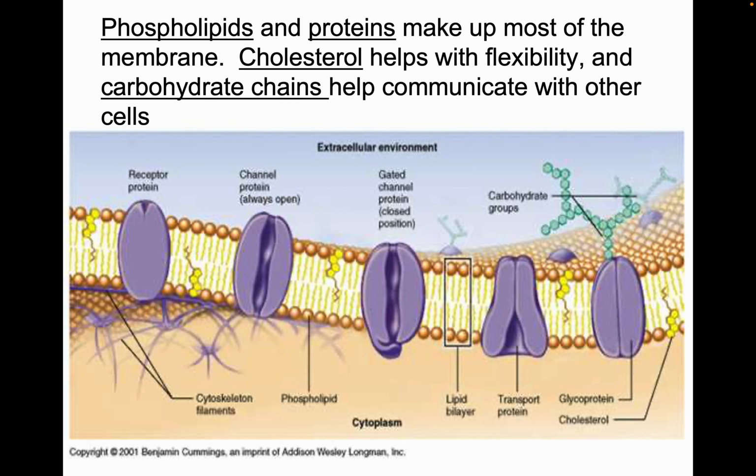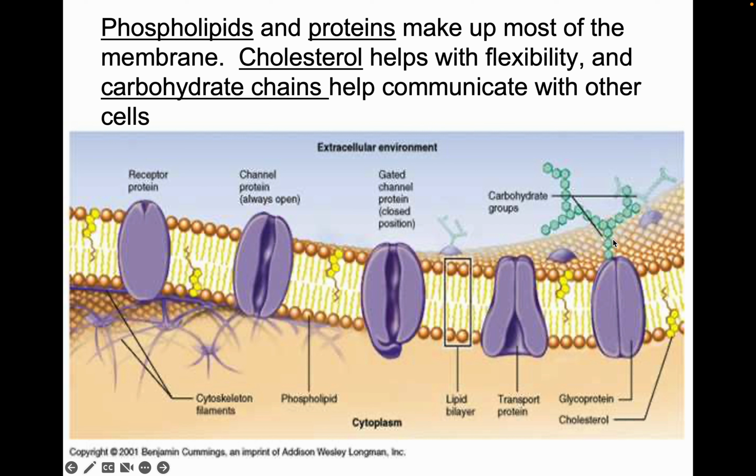Okay? Next, phospholipids and proteins make up most of the membrane. So in the cell membrane, most of it is made up of phospholipids and proteins. Cholesterol is there to make it flexible, like how a bit of oil helps make dough stretchy. So here we have a lipid bilayer, cholesterol, and carbohydrate chains.